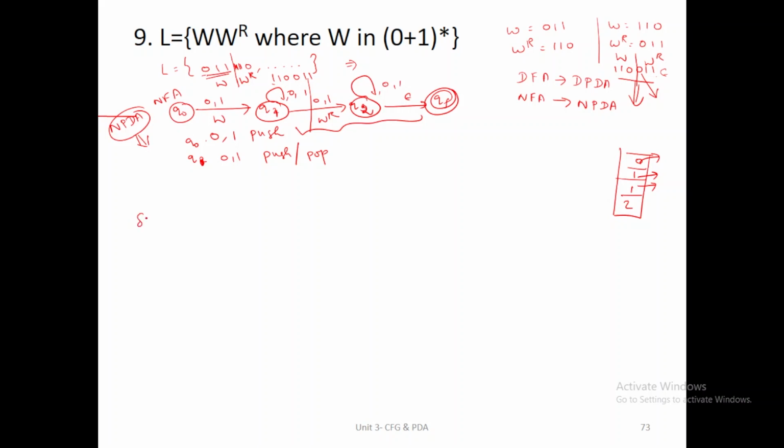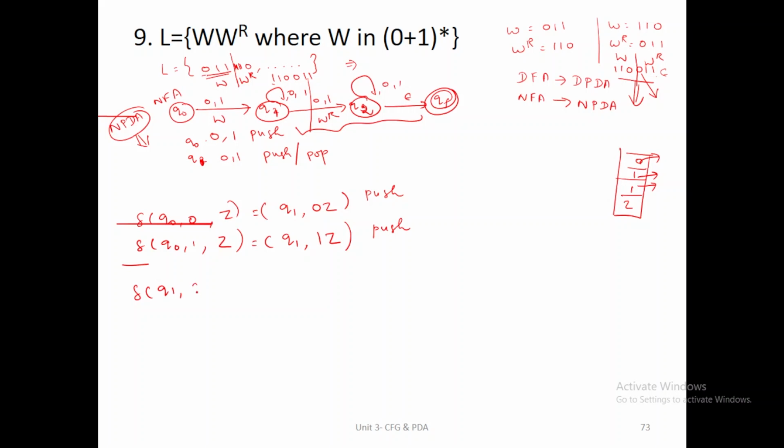So how to write a transition function for this one? Q0 can read 0 or 1, and the initial stack symbol is Z. For these two notations, it will go to the Q1 state and you are doing the push operation. So this is clear: 0 Z and 1 Z. The problem is when Q1 is available and the input is 0 or 1. We don't know the topmost stack value; it may be either 0 or 1.